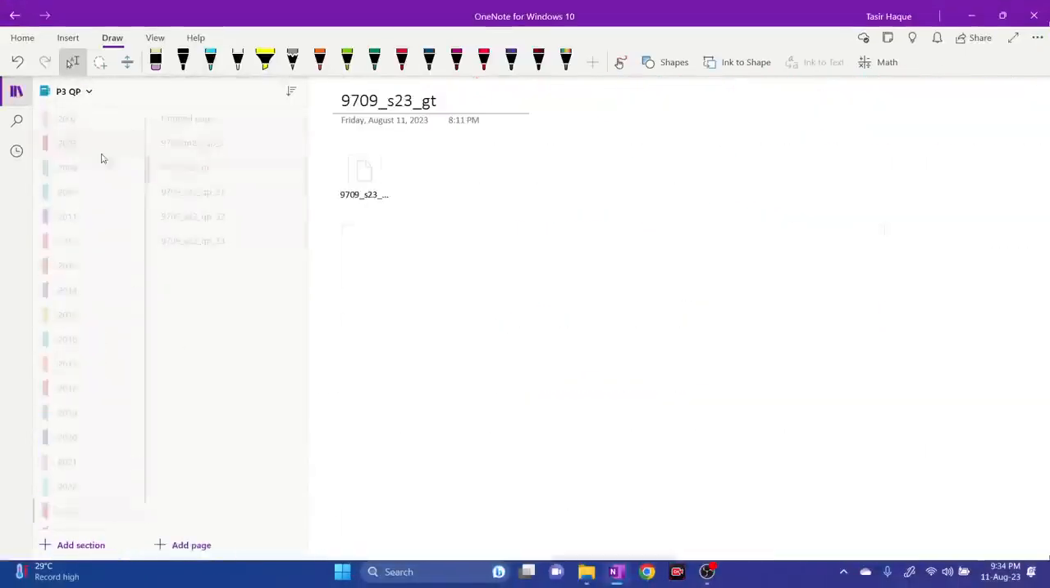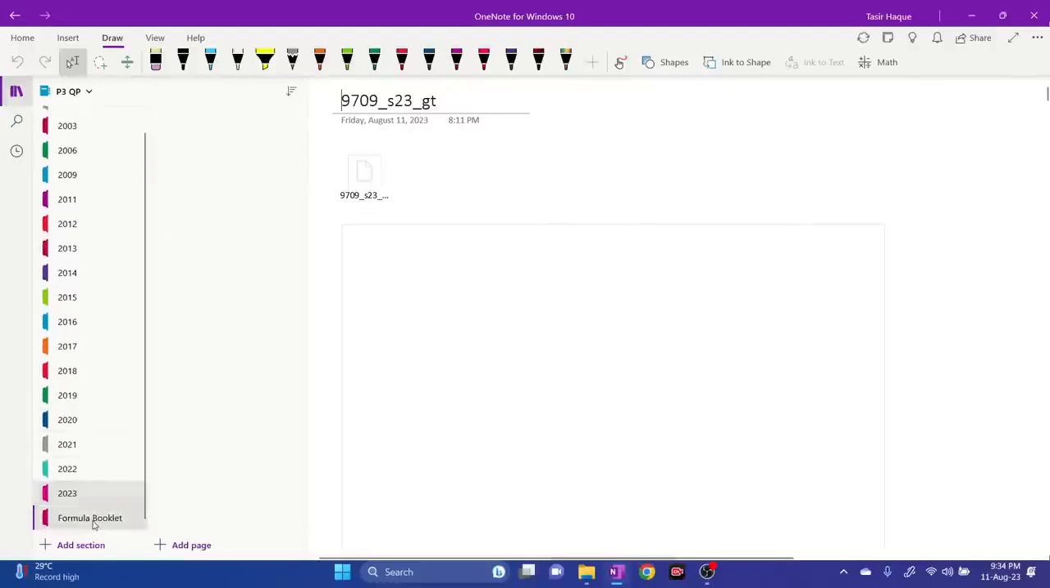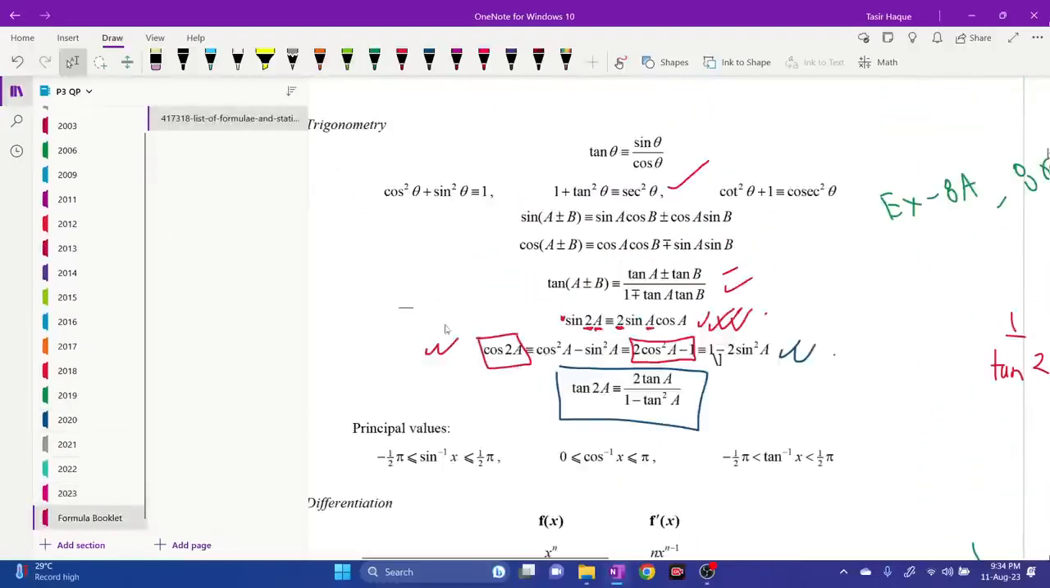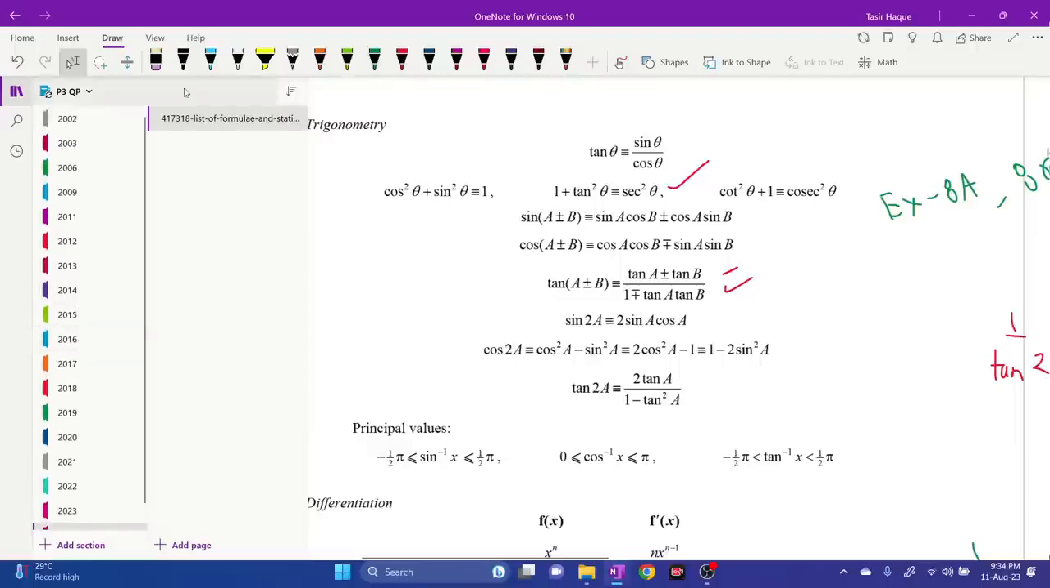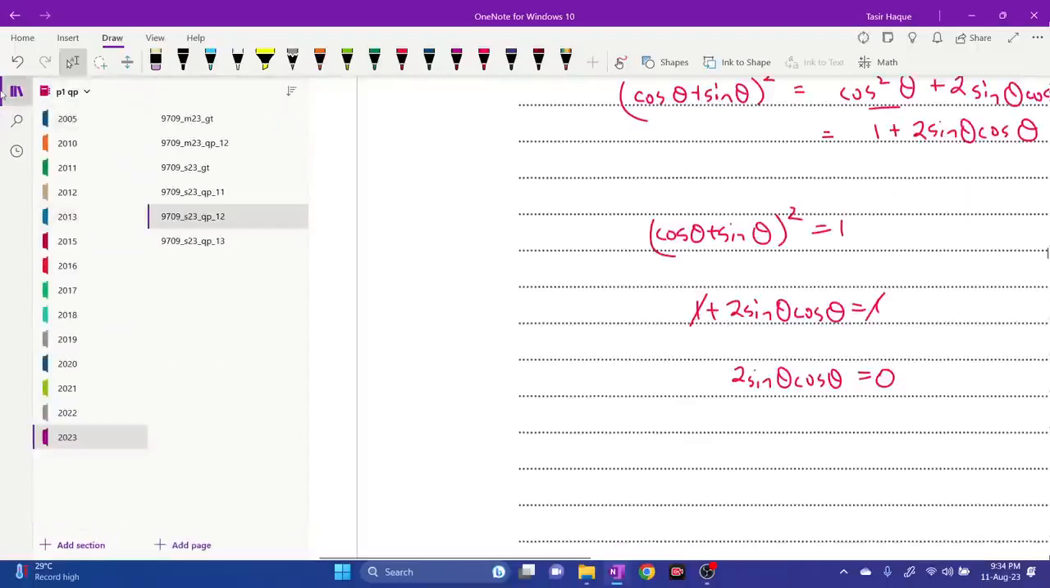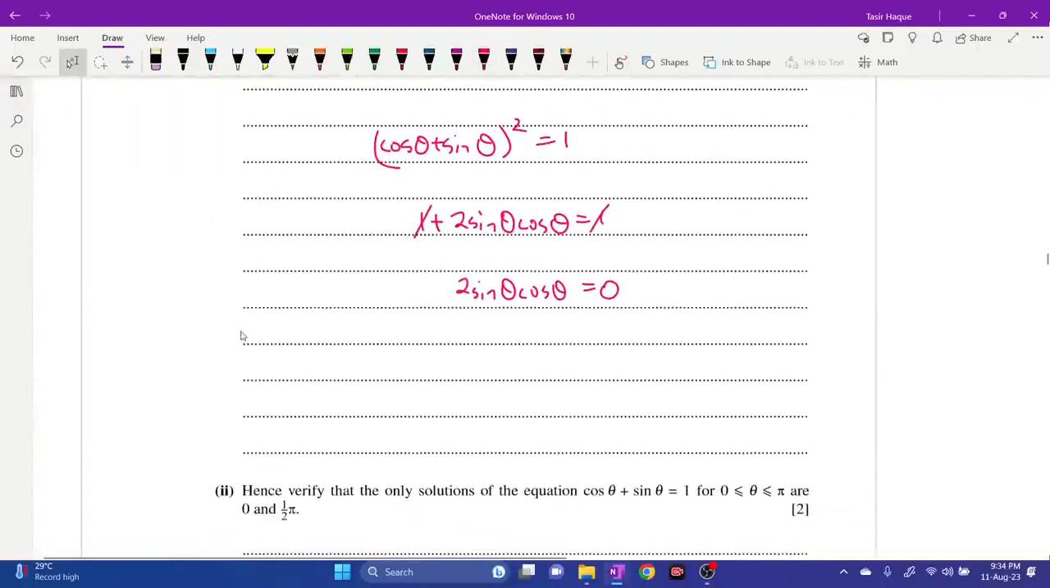One of the routes is this: 2 sine theta cos theta is equal to sine 2 theta. That's a route. But since you do not know that in AS, it's better if you don't. This is one route. Another route is doing it manually.